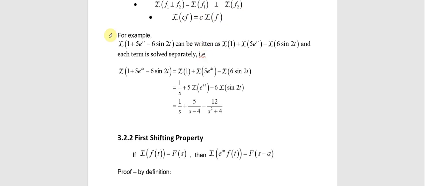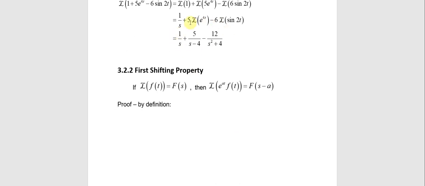For this example, let's say you have the Laplace of the function 1 plus 5e^(4t) minus 6 sin 2t. You need to find the Laplace of this function. It can be written as the Laplace of 1 plus the Laplace of 5e^(4t) minus the Laplace of 6 sin 2t, and each term will be solved separately.